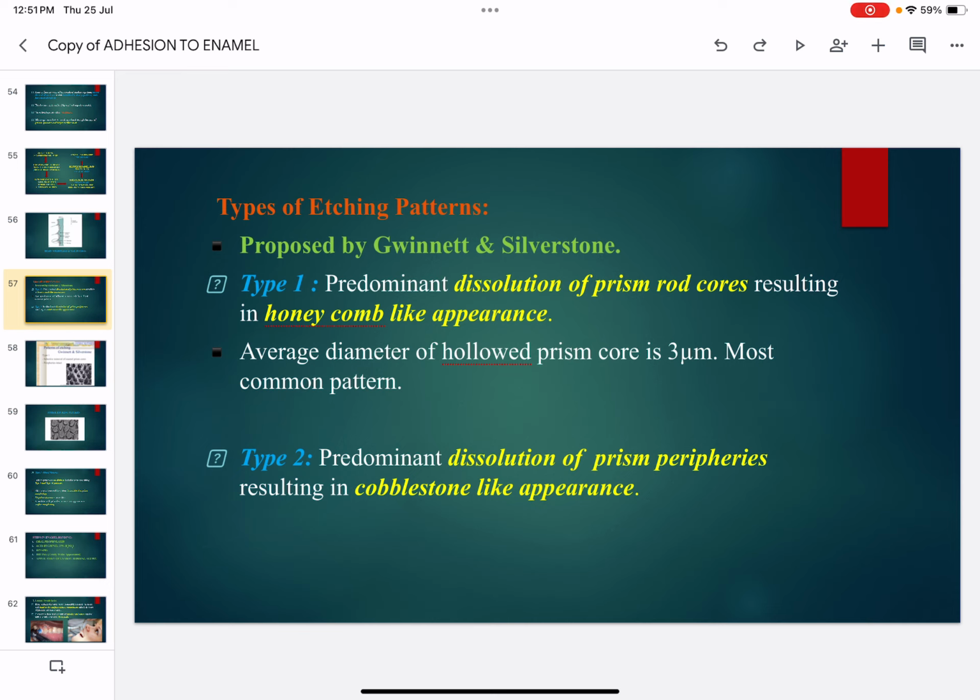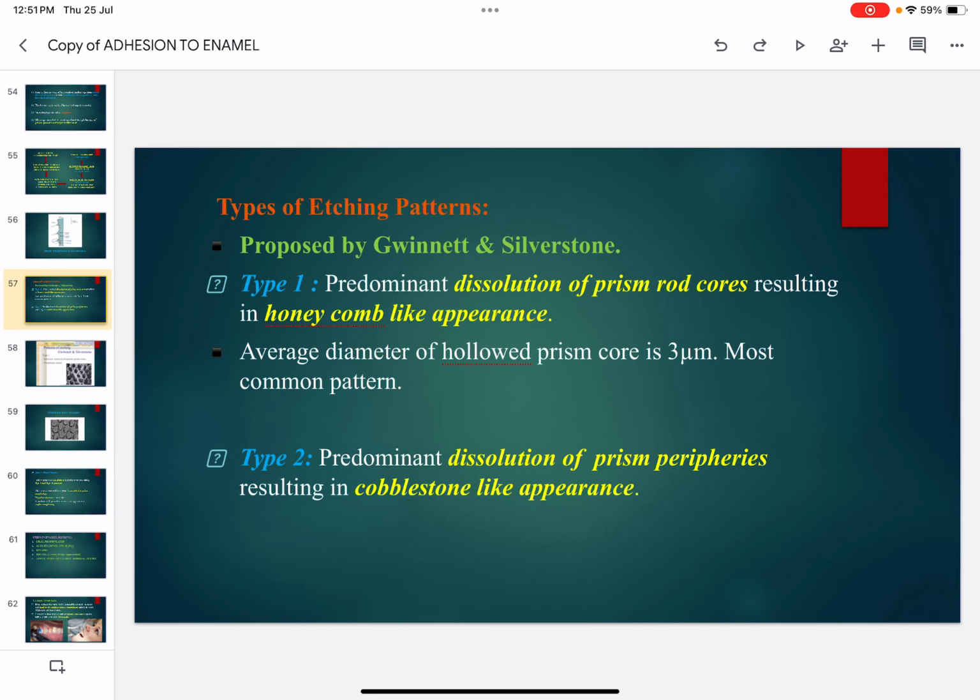Two scientists called Gwinnett and Silverstone found out that etching the enamel surface creates peculiar patterns when viewed under a microscope. They described three patterns. Type 1 is called a honeycomb-like appearance, type 2 is called a cobblestone-like appearance, and type 3 is a mixed pattern.